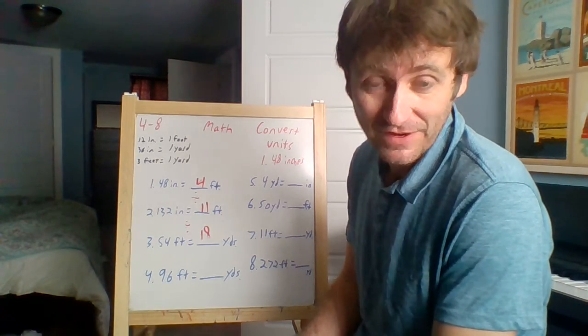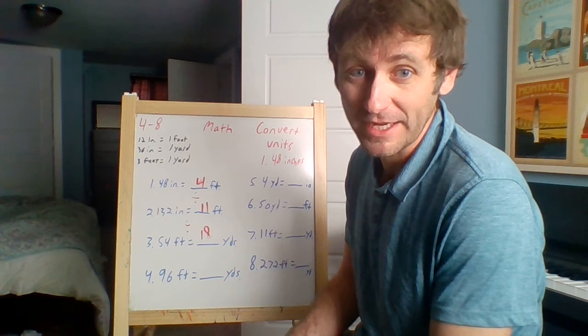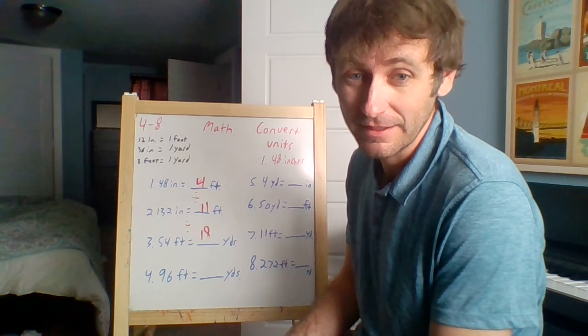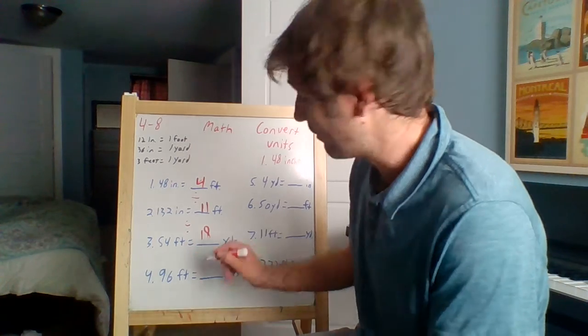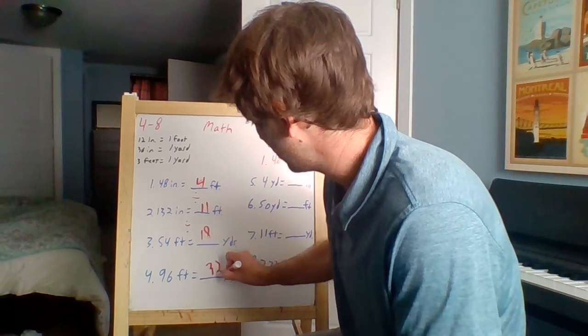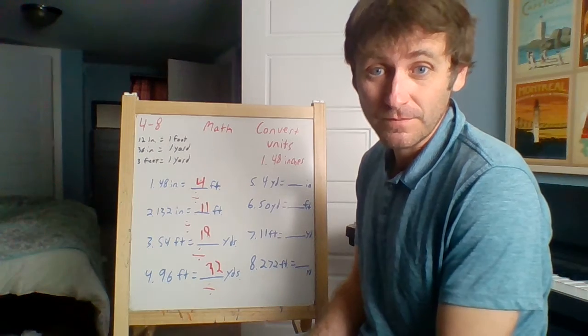Again, 96 feet divided by yards. 96 divided by 3. Can you do that math? How about 32? So those are all division.